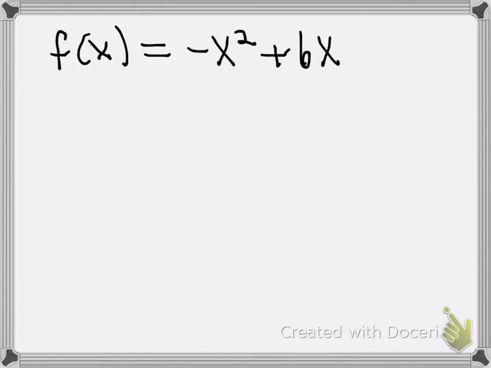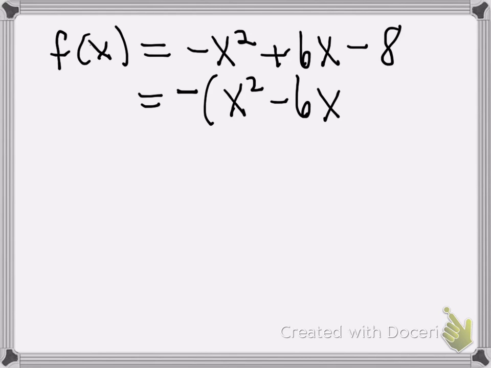Okay, let's try a different one. Again, we're going to take this and we're going to put this in standard form. And that's y equals a times x minus h squared plus k. Okay, this one's a little bit different because you've got that negative, but remember we're going to do the same thing. We want this quadratic coefficient to equal 1, so let's factor out a negative, which makes that positive x squared minus 6x.